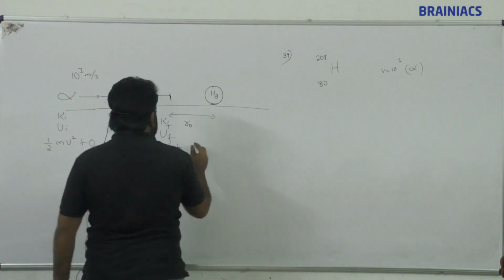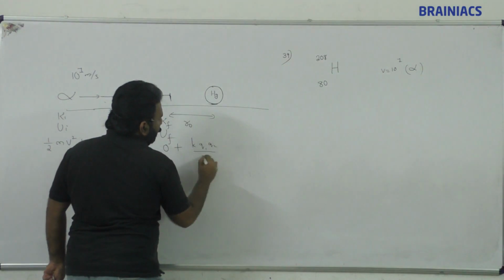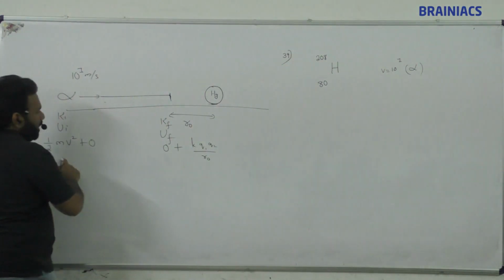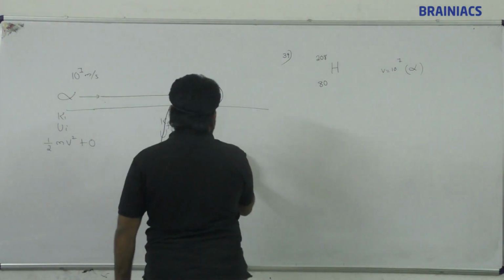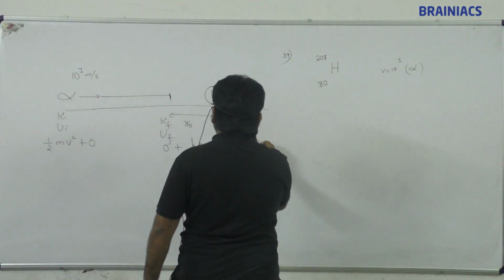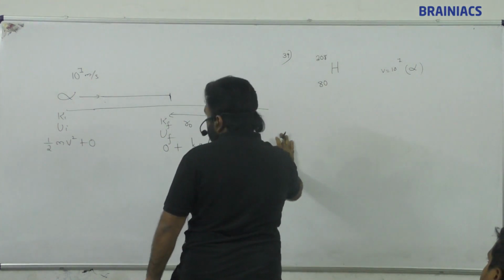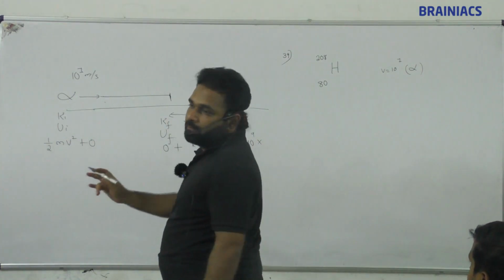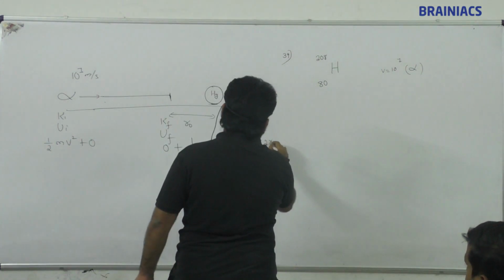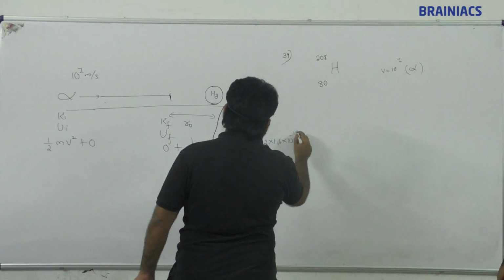Here the kinetic energy is going to be 0 plus the potential energy. What is the potential energy? K Q1 Q2 divided by R0. Now here what can we write? 9 into 10 power 9 into Q1, the alpha particle's charge. What is the charge? 2e. So 2 into 1.6 into 10 raised to minus 19.